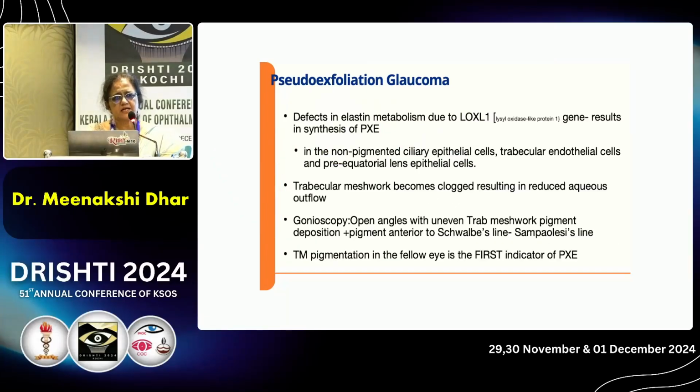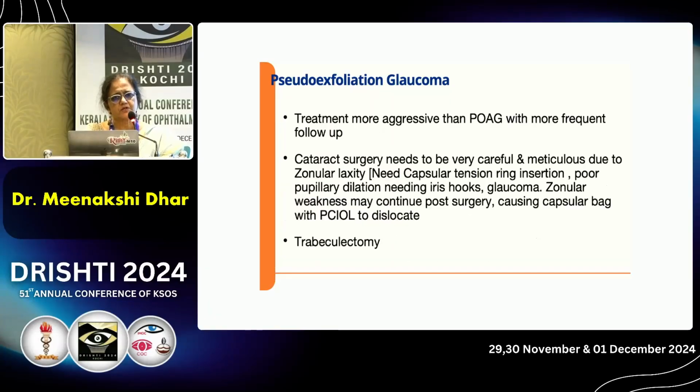There is a defect in the LOXL1 gene, and this occurs in non-pigmented ciliary epithelial cells and trabecular endothelial cells. All of these can produce that pseudoexfoliative material, and that can clog the aqueous outflow. Gonioscopy is of course open. And trabecular meshwork pigmentation in the fellow eye may be the first indicator of pseudoexfoliation.